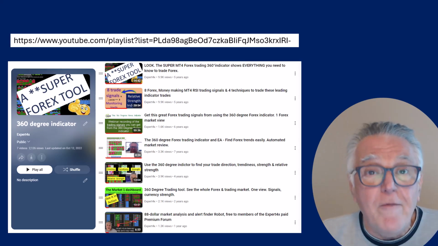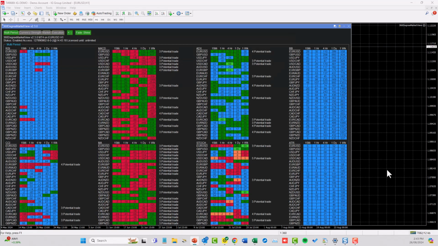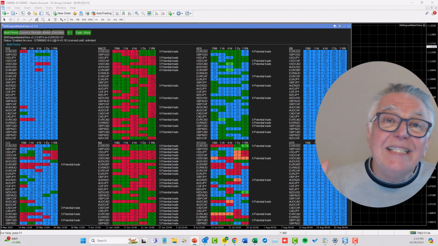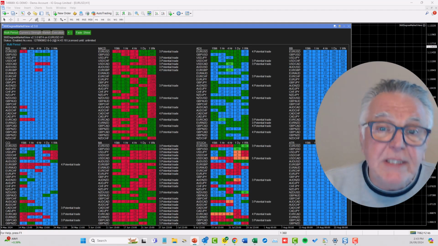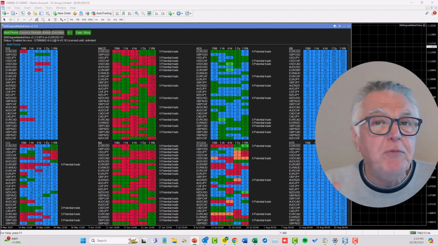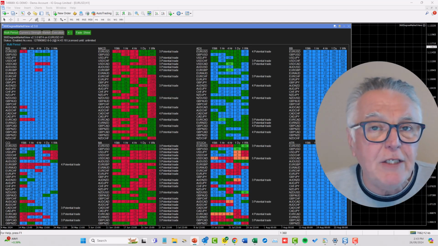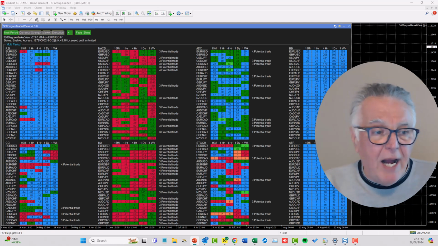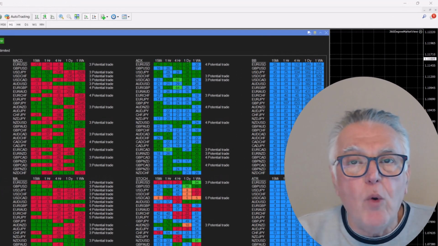Okay, here we are on the Metatrader 4 platform, and I've loaded the 360-degree indicator. Now, it looks very complicated. I've got it in its smallest mode. I've added the maximum amount of currencies so that you can see the whole picture. If you use it, you might only load a small number of currencies. I'm looking at the whole market, so I've loaded all the currencies.